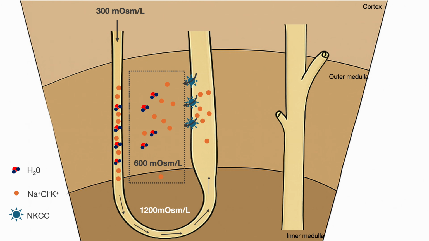We can only reach around 600 milliosms per liter with this process since there are only a few thick ascending loops that extend far enough into the inner medulla to form the maximum 1200 milliosm per liter interstitial concentration. To get to 1200 milliosms per liter, there's another mechanism at play called urea recycling, which we will discuss in just a moment.